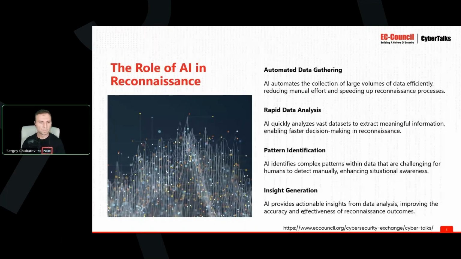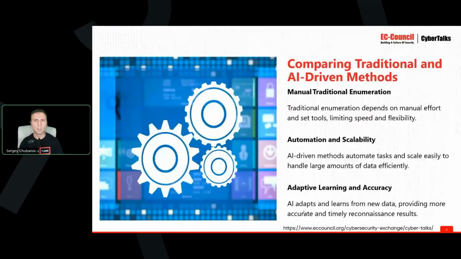All right, so let's quickly compare traditional methods for enumeration and AI-driven enumeration. So in traditional, first of all, you need to do it yourself manually, using your own tools, with your own speed, using your own resources, and you must analyze it yourself. There's nothing bad about this, but maybe this analysis will be more correct.